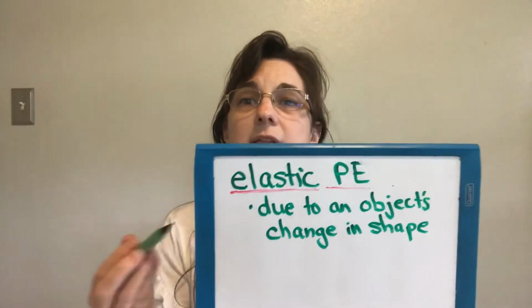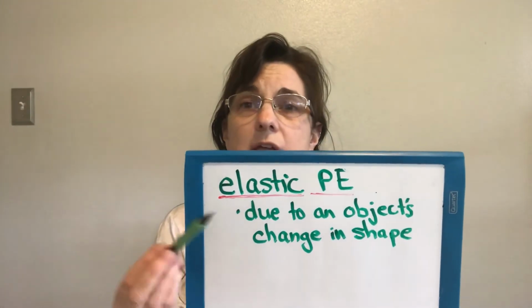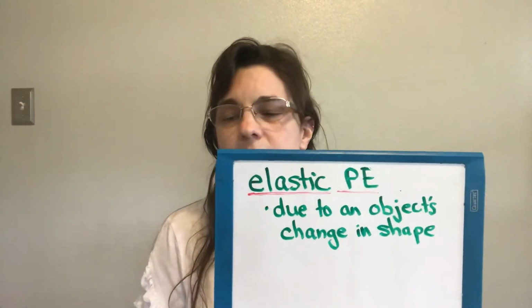And then another type of potential energy that we're going to be talking about is elastic potential energy. And we don't have any formulas or anything associated with this, but elastic potential energy is energy stored due to an object's change in shape. And you could see this like on a spring. So some springs are naturally going to be meant to be compressed, and then when they're compressed, they're going to have that stored elastic potential energy.